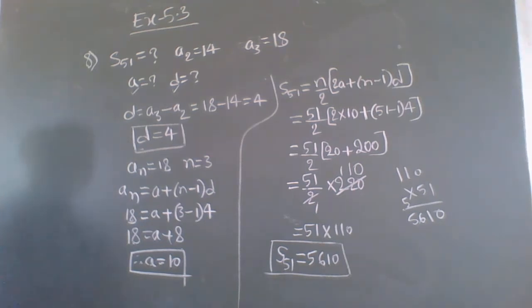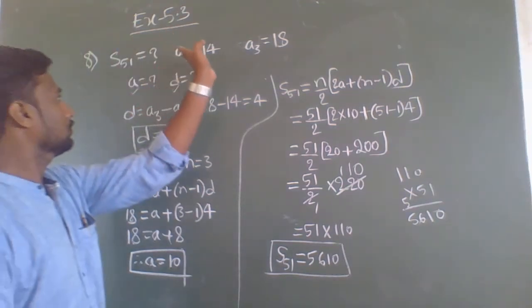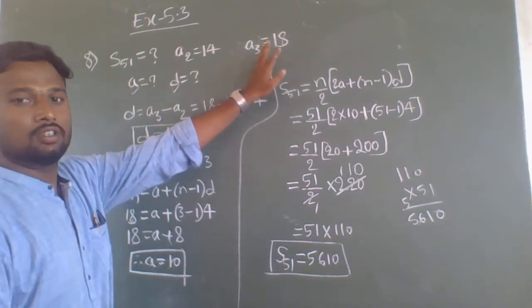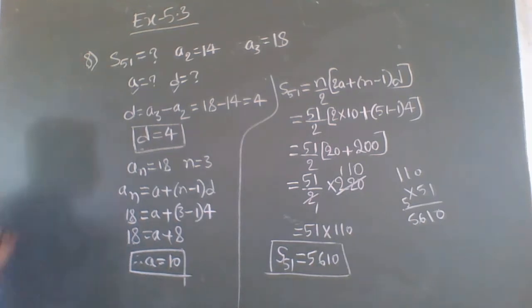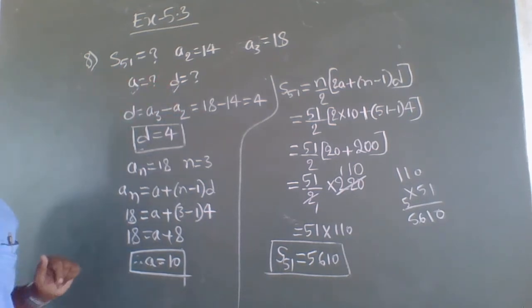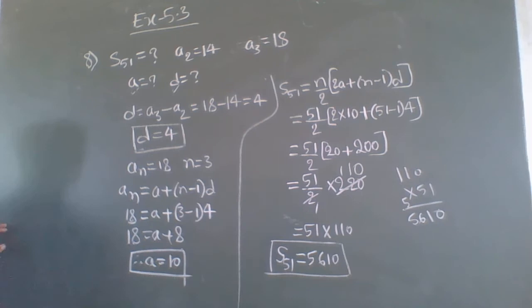So here in this problem, what did we do? They have given A2 and A3 values, and we have to calculate the S51 value. To calculate the S51 value, we should have the values of a and d, right? So in the first step I calculated the d value. How?